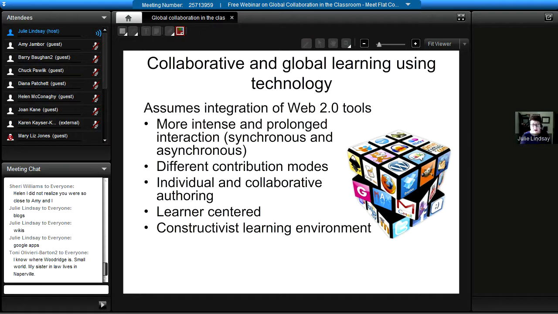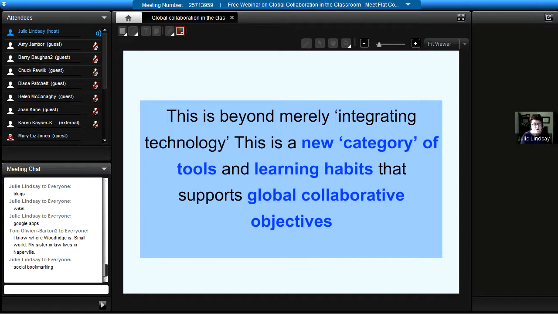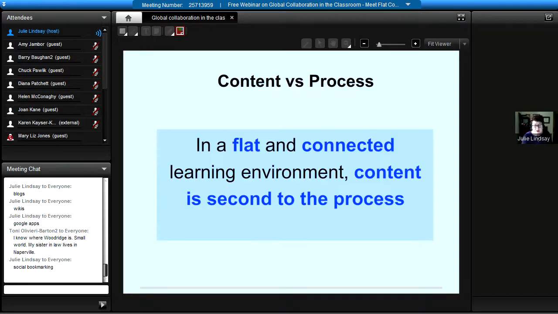We're talking about social bookmarking and different ways of being able to find information, share information, and co-create, once again, jointly create information. So really, when we talk about global collaboration with the use of Web 2.0 tools, we talk about going beyond integrating technology. It's a new category of tools, a new type of learning habit, and that supports global collaborative objectives.